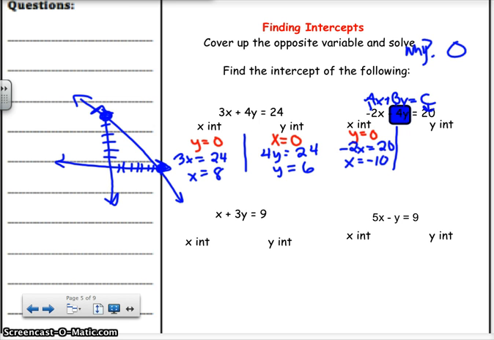The y end, what is x at the y-intercept? Tell me. 0. X is 0 there. Okay. So I cover the x, and I have, that's a negative 4, right? Plus a negative, that's a negative 4. So negative 4y equals 20. Y equals negative 5. Okay?